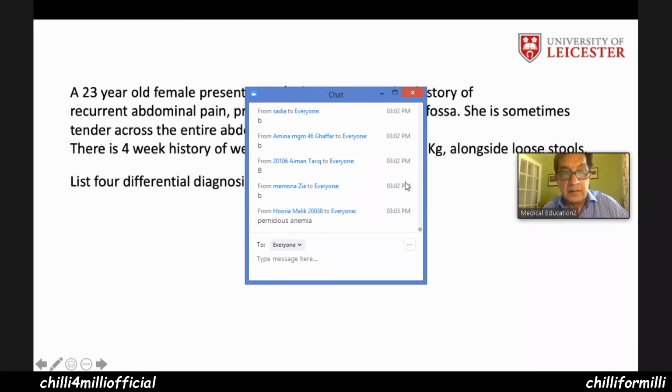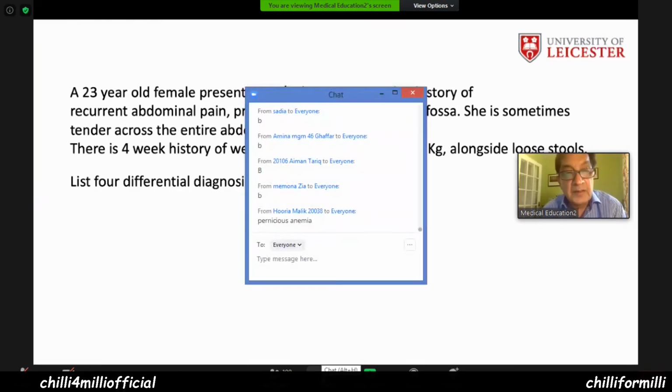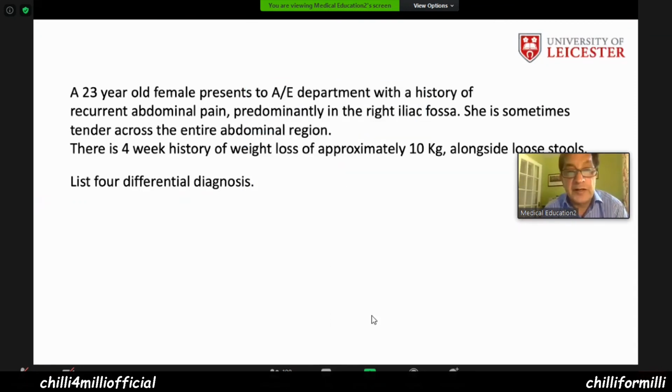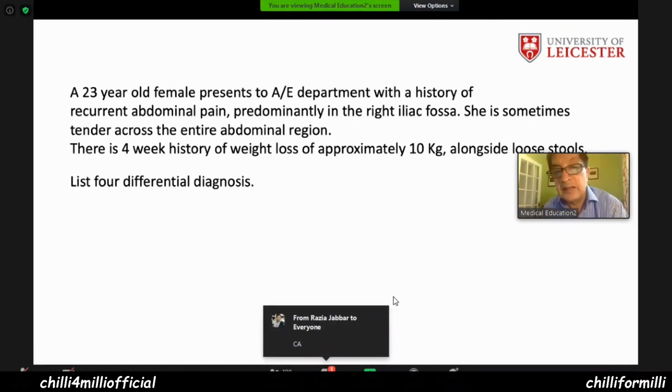Okay, next question. Right. Okay, please read. 23-year-old female presenting to A&E department with history of recurrent abdominal pain. Recurrent abdominal pain, 23, younger patient. So something chronic going on, predominantly in the right iliac fossa. There is a differential diagnosis of pathologies in the right iliac fossa. Razia, it cannot be cancer. She is 23. Celiac disease. We will find out. Celiac disease is not that common, is it? There are commoner things than that.